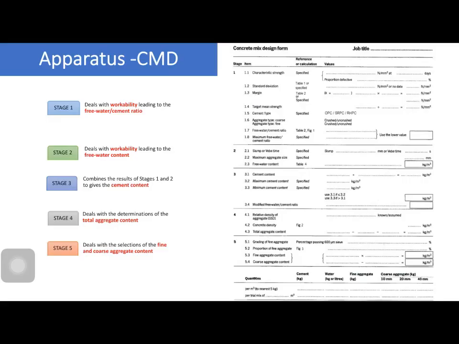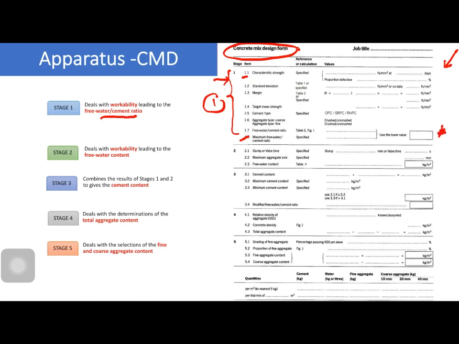Here, the apparatus for concrete mix design is the concrete mix design form. So this is the CMD form. Look at here. We have 5 stages here. So the first stage is about the workability leading to the free water cement ratio. So here you can see from 1.1 until 1.8. The objective of this first stage is to determine the free water cement ratio.